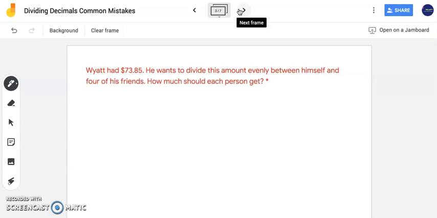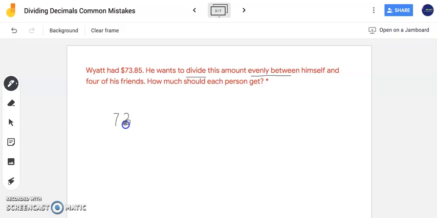Now for this next problem, it says Wyatt had $73.85. He wants to divide this amount evenly between himself and 4 of his friends. How much should each person get? So we hear evenly, divide this amount evenly between people. That's your keywords for division.